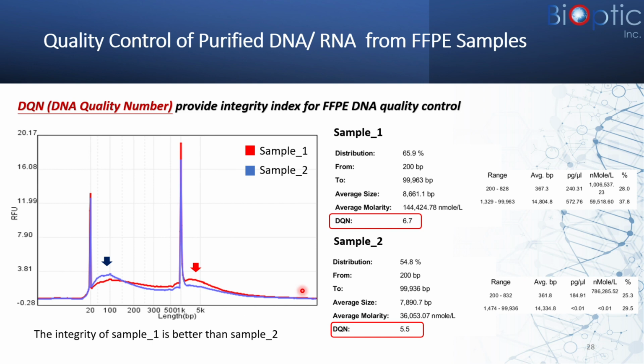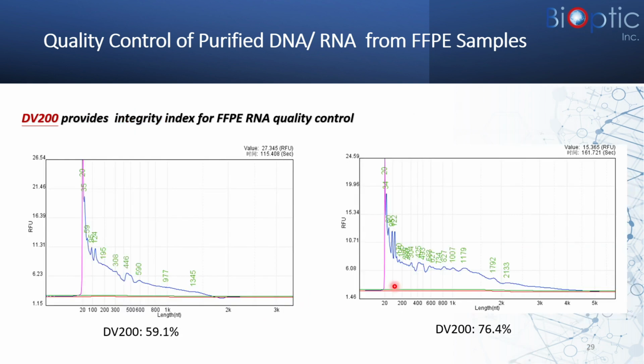The DNA quality number, DQN number, can provide the integrity index for the FFPE DNA. In this picture, we can see sample 2, the blue line, is partially degraded compared to sample 1, leading to the lower DQN value. The RNA from FFPE samples is usually more severely fragmented compared to FFPE DNA because of chemical sensitivity. So it is difficult to identify their integrity.